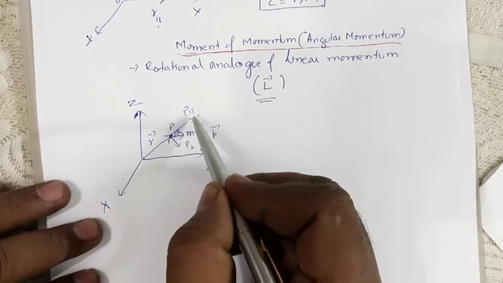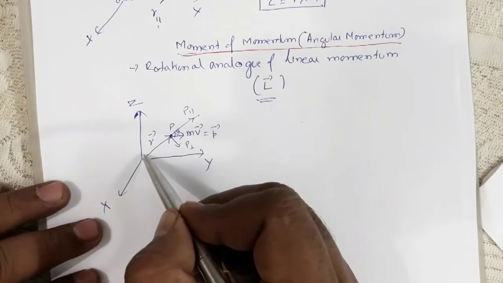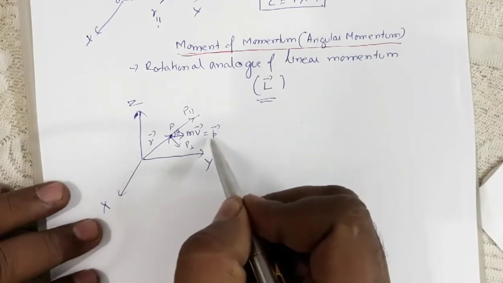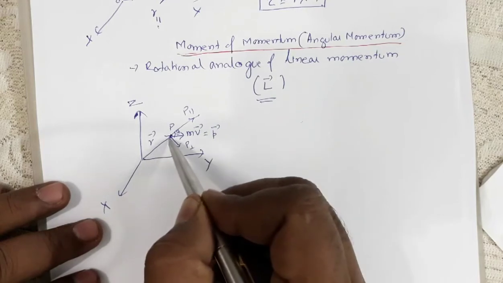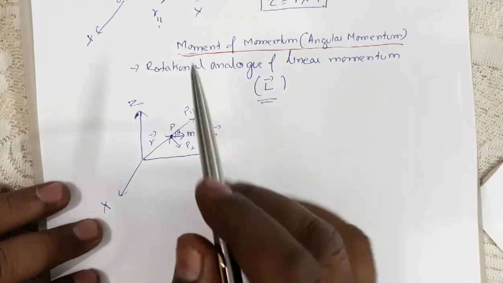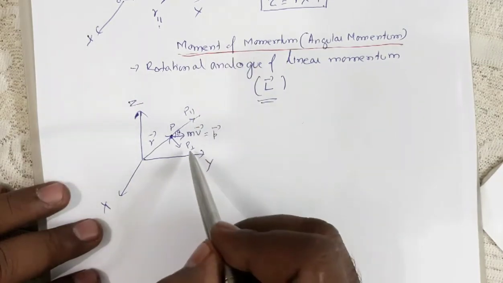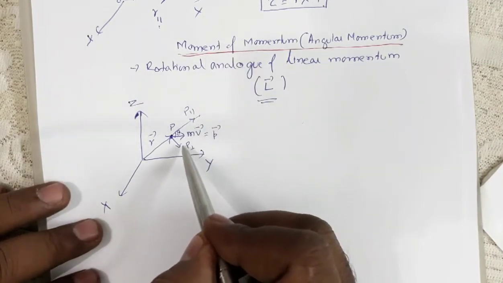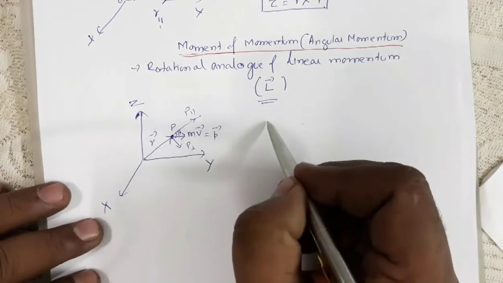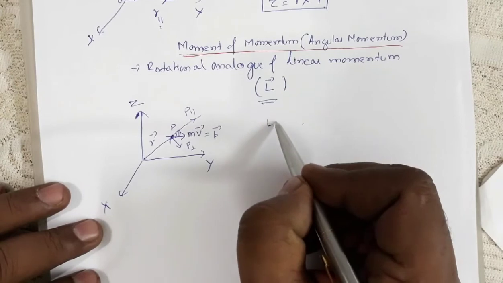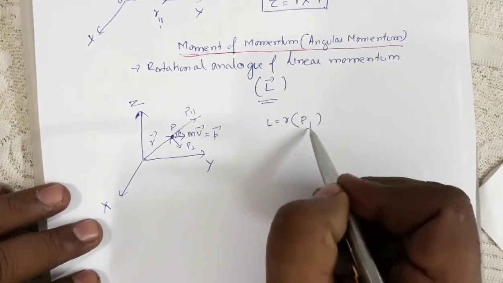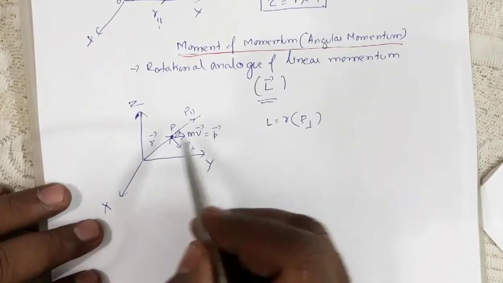So P parallel is the component of momentum which is parallel to R. Similarly, P perpendicular is the component of this momentum which is perpendicular to R. So now I need to take which component? As in the previous two cases, I'll be taking the perpendicular component. This component is responsible for rotational motion. So angular momentum will be the product of R into P perpendicular. P perpendicular is the component of momentum which is perpendicular to R.